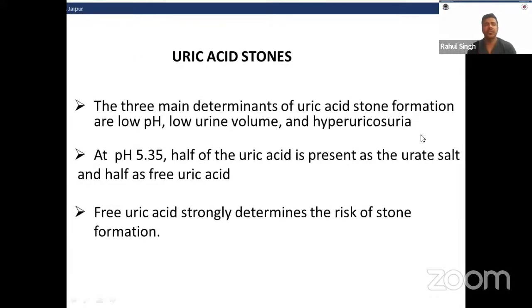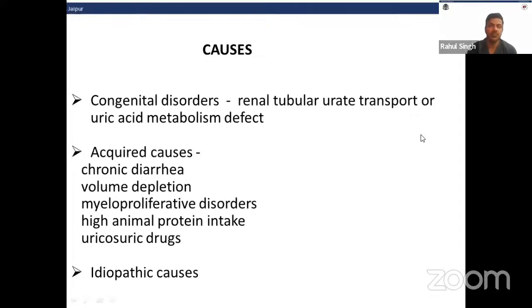Uric acid stone. The three main determinants of uric acid stones are low urinary pH, which is the most common factor, low urinary volume, and hyperuricosuria. At pH around 5.35, half of the uric acid is present as urate and half as free uric acid. The free uric acid strongly determines the risk of stone formation.